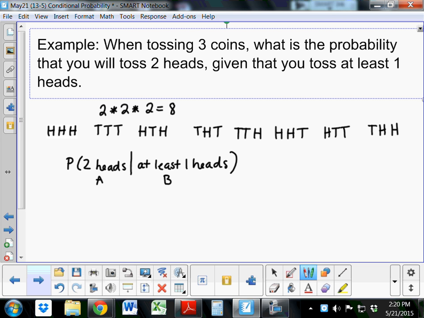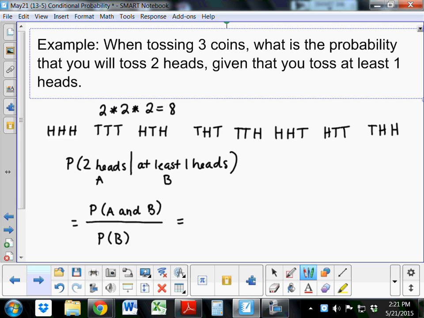So I need the probability of A and B, and I'm going to need the probability of B, and I'm supposed to divide them. That's going to get me my answer. The easier one is typically the second one, because that doesn't have an and in it. Start with probability of B. What is the probability of me getting at least 1 heads?